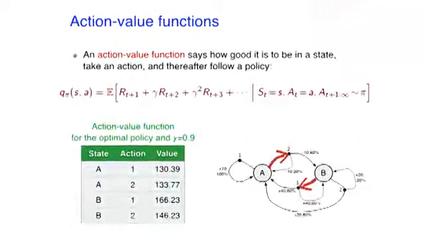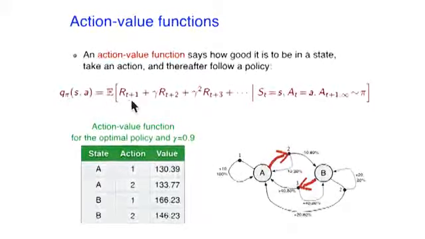So our major theoretical trick to deal with this huge space is we're going to use action value functions. An action value function is a way of giving values to state-action pairs. It's a way of saying how good it is to be in a state, take an action, and thereafter follow a policy. So we should look at this equation for a little bit. Q pi of S, A: the value of being in state S, doing action A, and thereafter following pi.